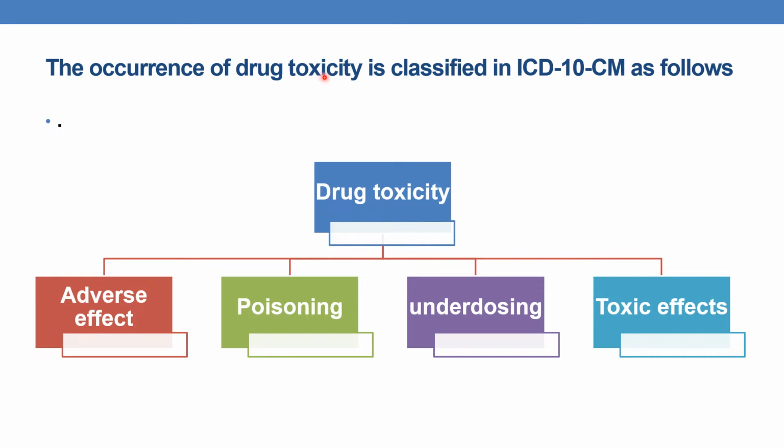Now, the occurrence of drug toxicity is classified in ICD-10-CM as follows. Toxicity can result in an adverse effect, poisoning, underdosing or toxic effects. Now let us discuss in detail what is an adverse effect, what is poisoning, what is underdosing and what are toxic effects.